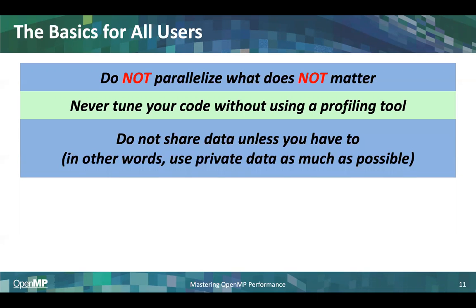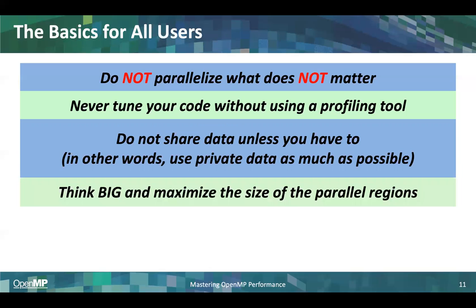Another golden rule is don't share data unless you have to. Sharing data in OpenMP is really wonderful. I really like it, but it can hurt. And I'll talk about that later on in this talk. There are some cases where sharing data can actually cost you performance. So the recommendation is use private data as much as possible and only share when you have to. And when you do that, you already have come a long way on getting good OpenMP performance.